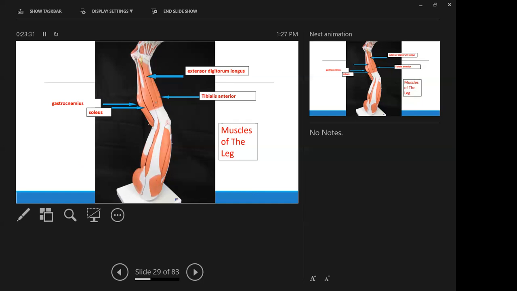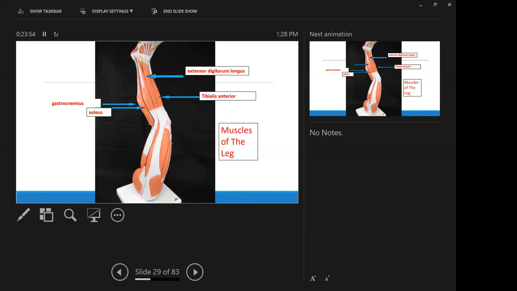If the tibialis anterior allows us to put our heel down, the gastrocnemius pulling on the Achilles tendon allows us to raise our heel and bring our toes down. So the whole process of walking is heel down, toes up, toes down, heel up. We're walking heel to toe.